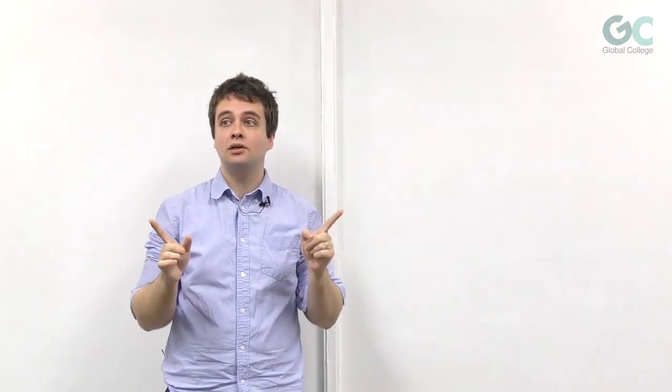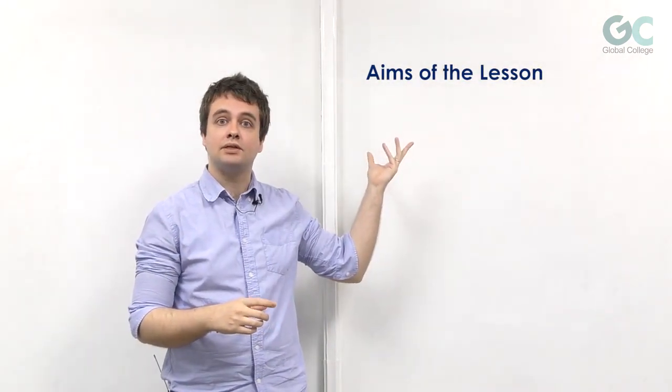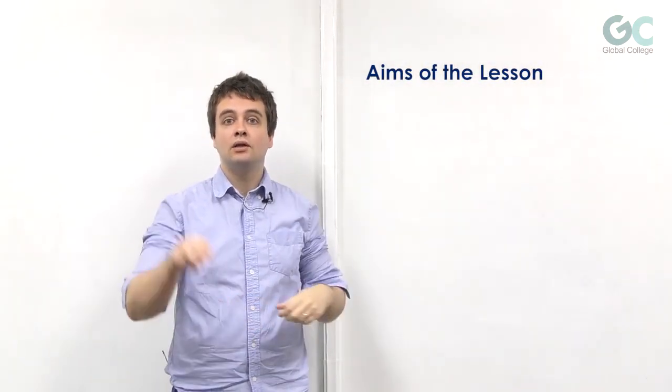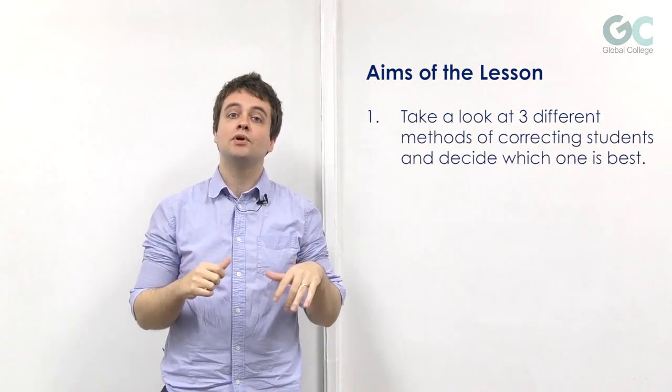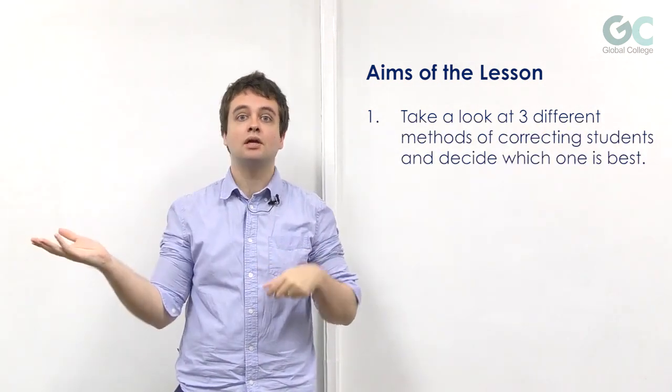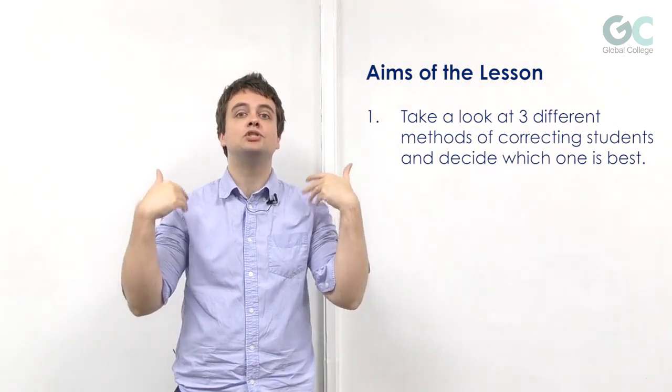So let's take a look at our aims first, guys. Our first aim of today's lesson is that we're going to take a look at 3 different methods of correcting students. Then we're going to discuss the pros and the cons of each method and discuss which one is generally best.